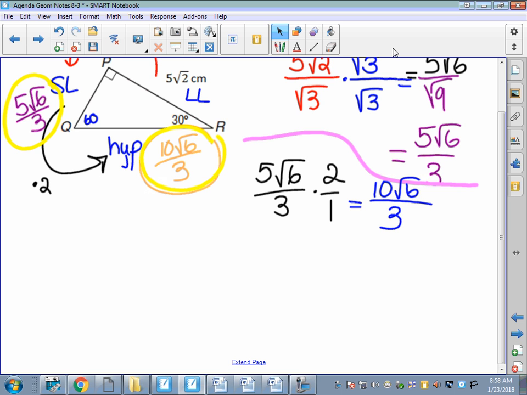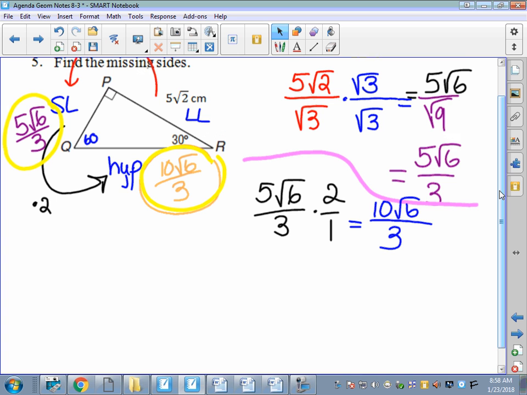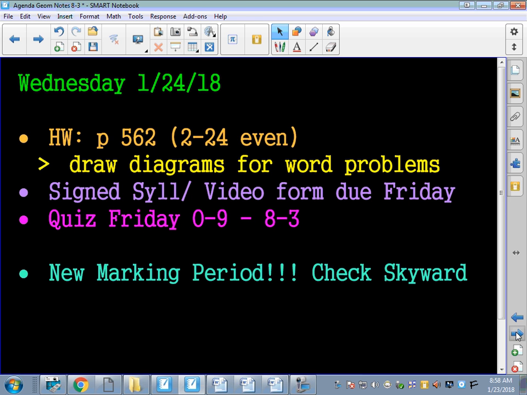And they've got some messy ones like that in the assignment, so I want to make sure we did one like that. If you've got questions, save them and let's talk about them tomorrow. Otherwise, here's what I've got for you. On page 562, I'm looking at numbers 2 through 24 evens. Word problems, yes, you must draw the diagrams.